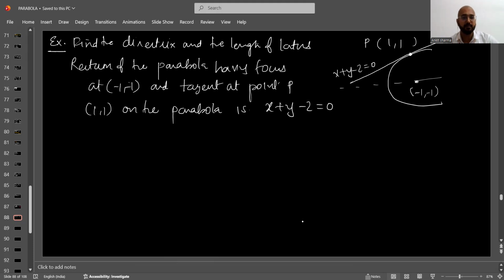Now, let's have a look. How do we approach this problem? By using the reflection property, we can solve this. In fact, you can solve n number of problems using this concept. So what I'm going to do is, I have this focus minus 1 comma minus 1, and I'm going to find the image of this, because first we should be sure how we are going to implement it. So I'll explain the idea.